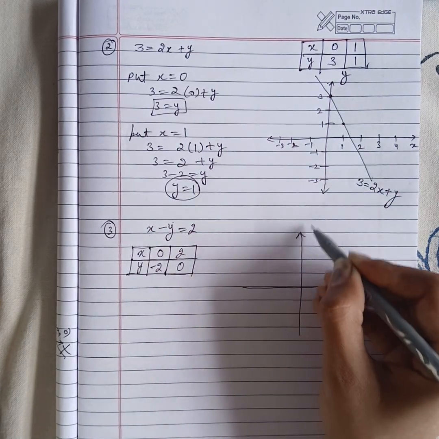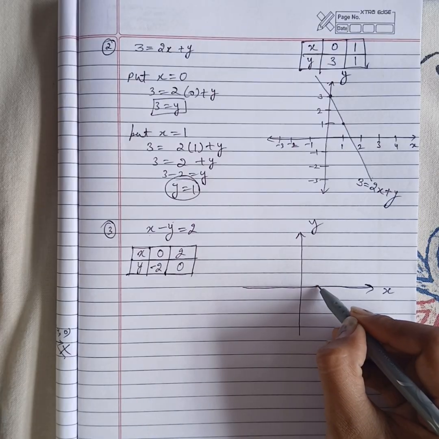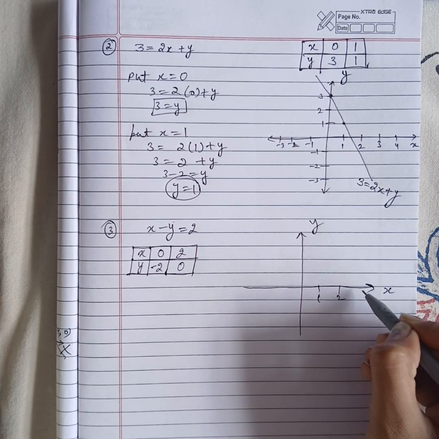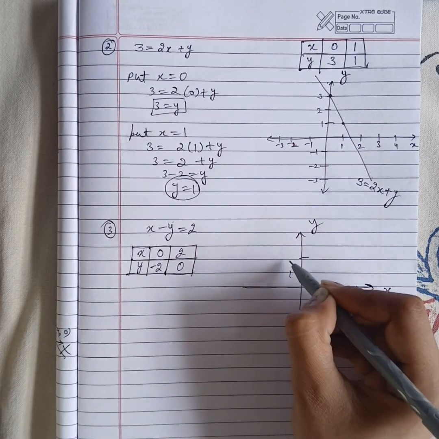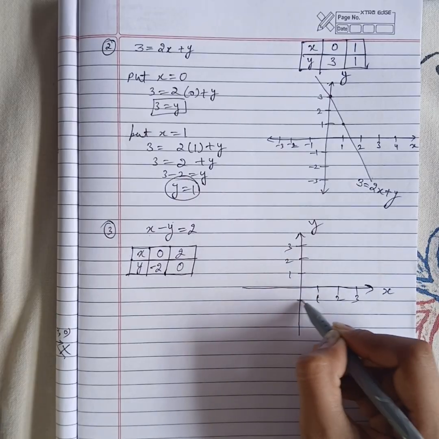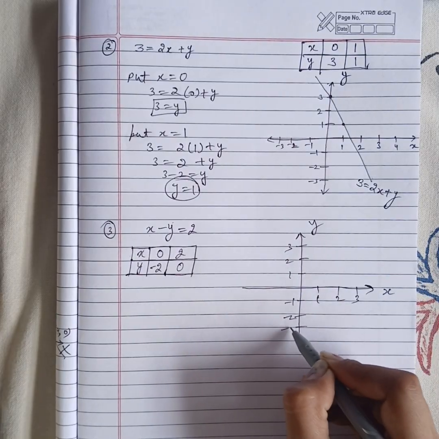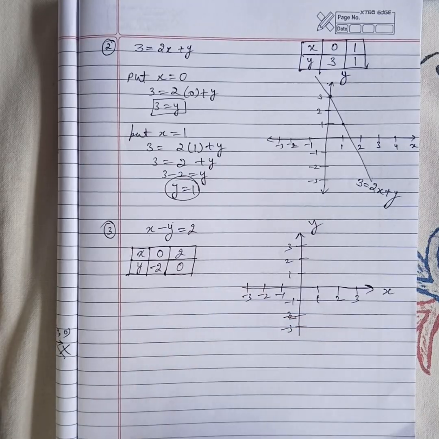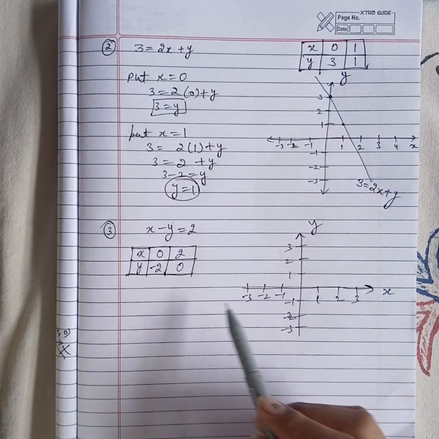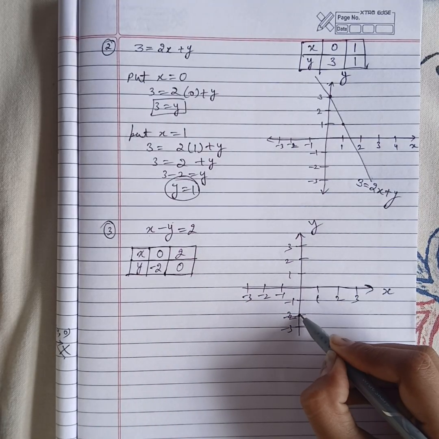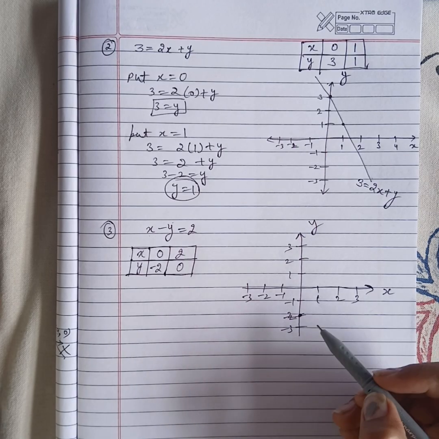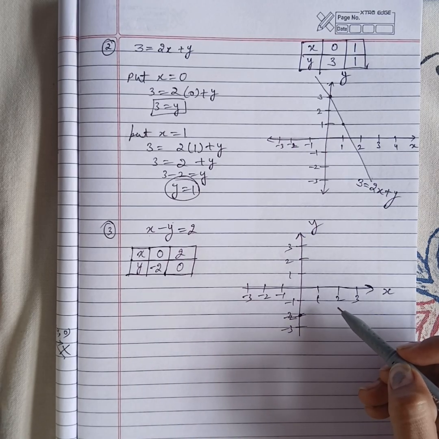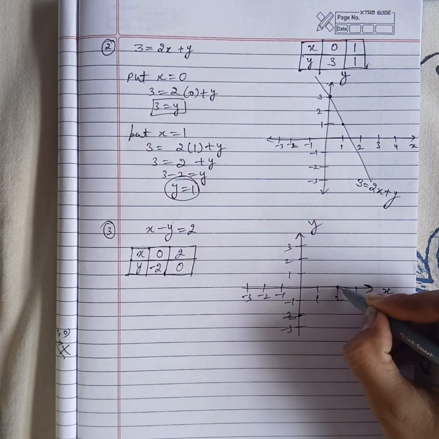Its x-axis, its y-axis, its points are 1, 2, 3, and minus 1, minus 2, minus 3. Value of x है 0, the value of y है minus 2. This point, when value of y is 0, value of x comes out to be 2.